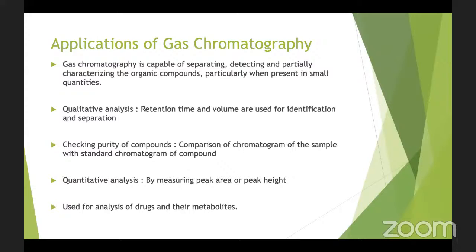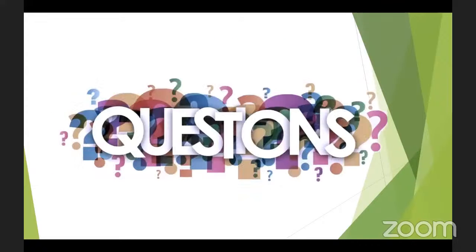Then you can do quantitative analysis by measuring the peak area or peak height, and that will give you the amount of your component of interest present in the mixture. It is also used for the analysis of drugs and their metabolites. So that was gas chromatography. And if you have any questions, then please ask.